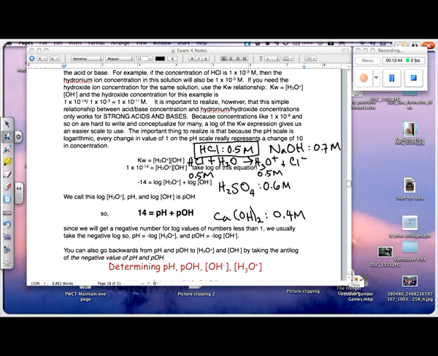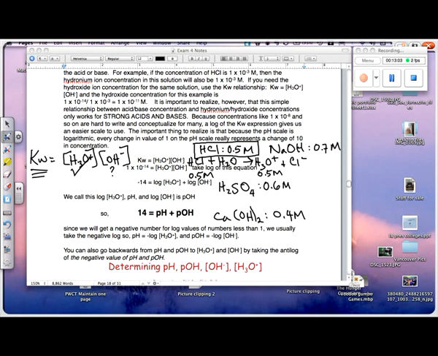Okay? So if I'm talking about the Kw expression, and I have the concentration of an acid like we just did, then the part of this that I will have will be this. Of course, you always know the Kw, and I can find the hydroxide ion concentration.